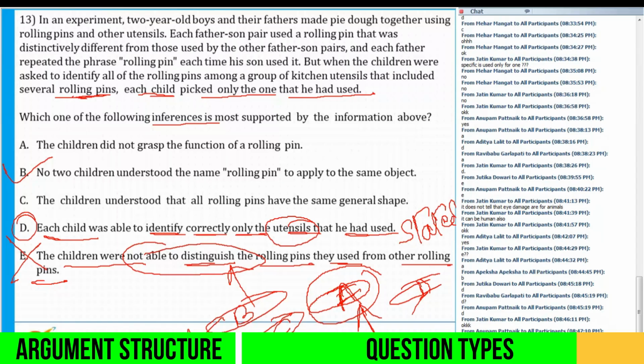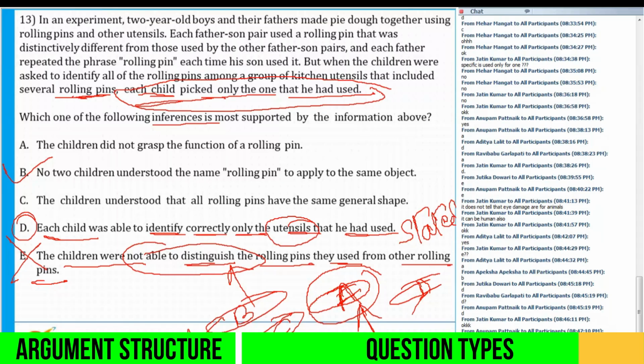And plus, I think this is kind of stated. When he says each child picked up only that one which he had used, that means each child picked up only those utensils which he had used. So number D is already mentioned. Answer for this question is B.